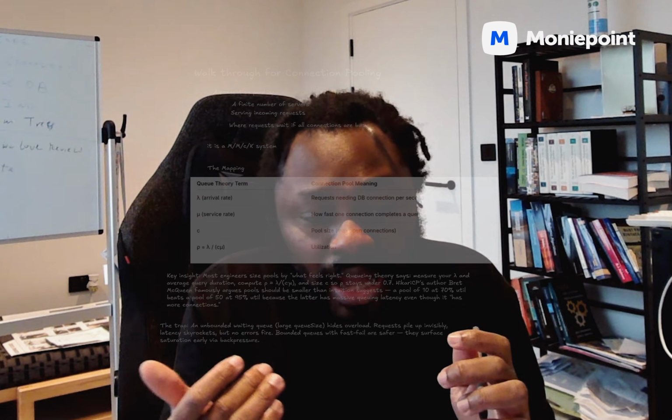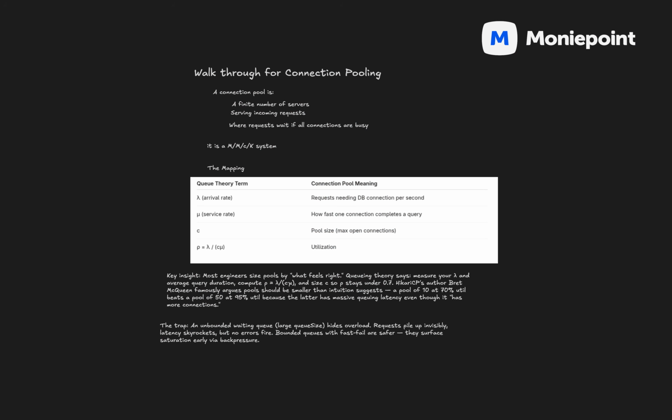The theory is to try to keep your utilization of the connection pool less than 70%, and just let things break, meaning fail fast. Otherwise you get unbounded waiting time, a large queue size, high overload, and requests can pile up invisibly, and latency skyrockets.